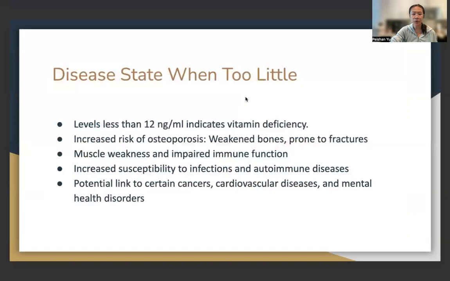Levels less than 12 ng per milliliter indicate vitamin D deficiency, increased risk of osteoporosis, weakened bones, prone to fractures, muscle weakness, and impaired immune function. Increased risk of infections and autoimmune diseases. Potential links to certain cancers, cardiovascular diseases, and mental health disorders such as depression.